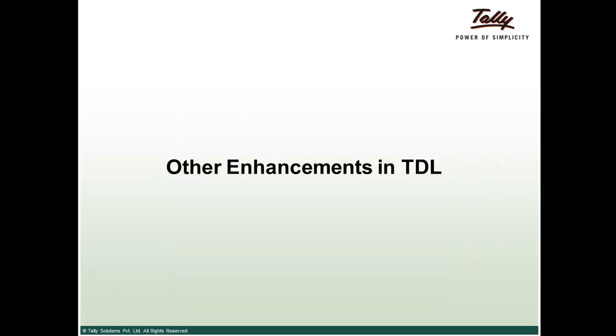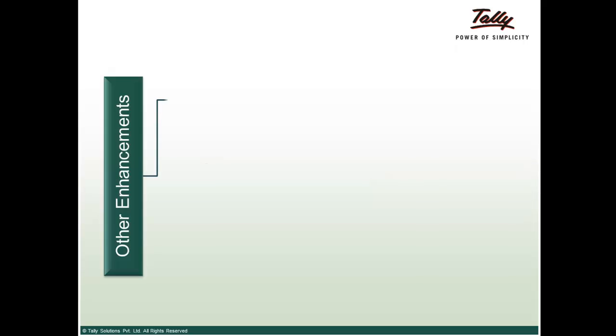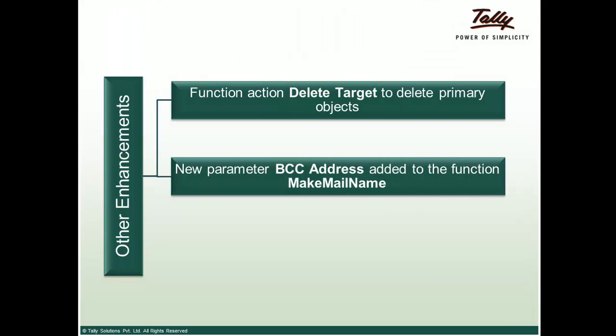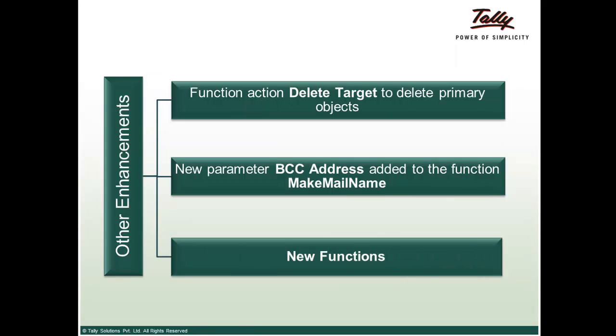Now let us look at the other language enhancements available in release 5.0, and they are enhanced user defined function with procedural action delete target to delete primary objects. Second one is the enhanced function make mail name with the addition of new parameter BCC address, making it possible to send the copy of email to BCC email ID. And the last one is introduction of some new functions.